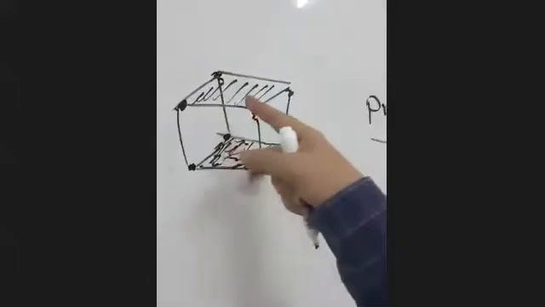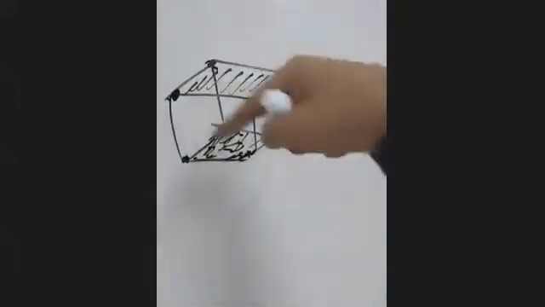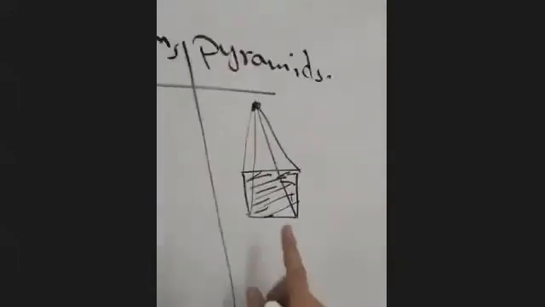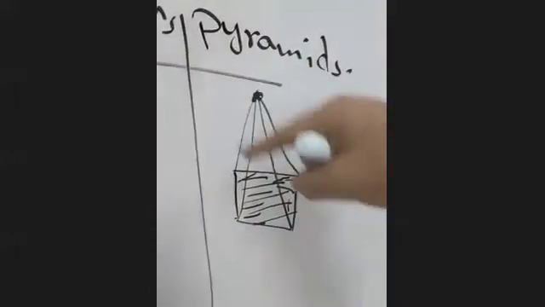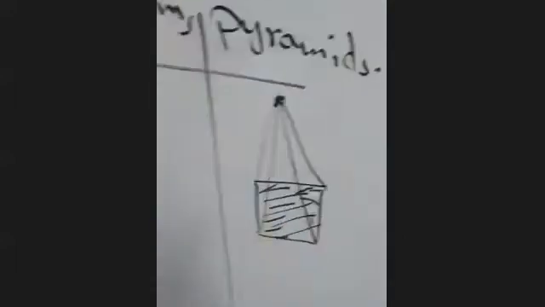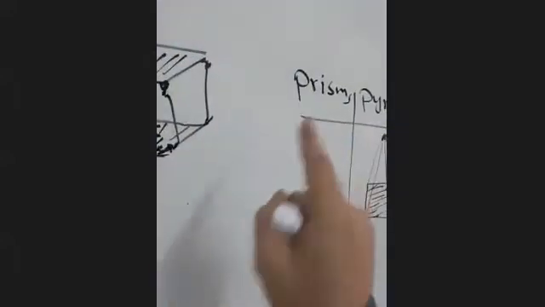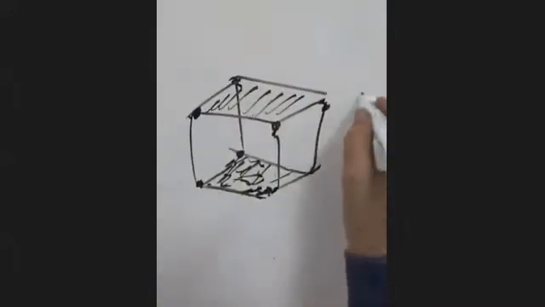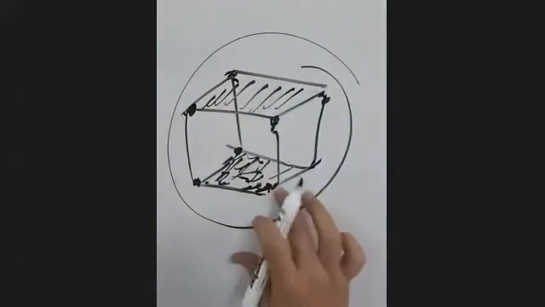Here we have 2 bases and all the sides around are rectangles. Here we have 1 base and all the sides around are triangles. This case, we call it pyramid. This one, we call it prism. Today, we are finding the volume of this prism. Now, to find the volume of the rectangular prism, focus with me here, please.